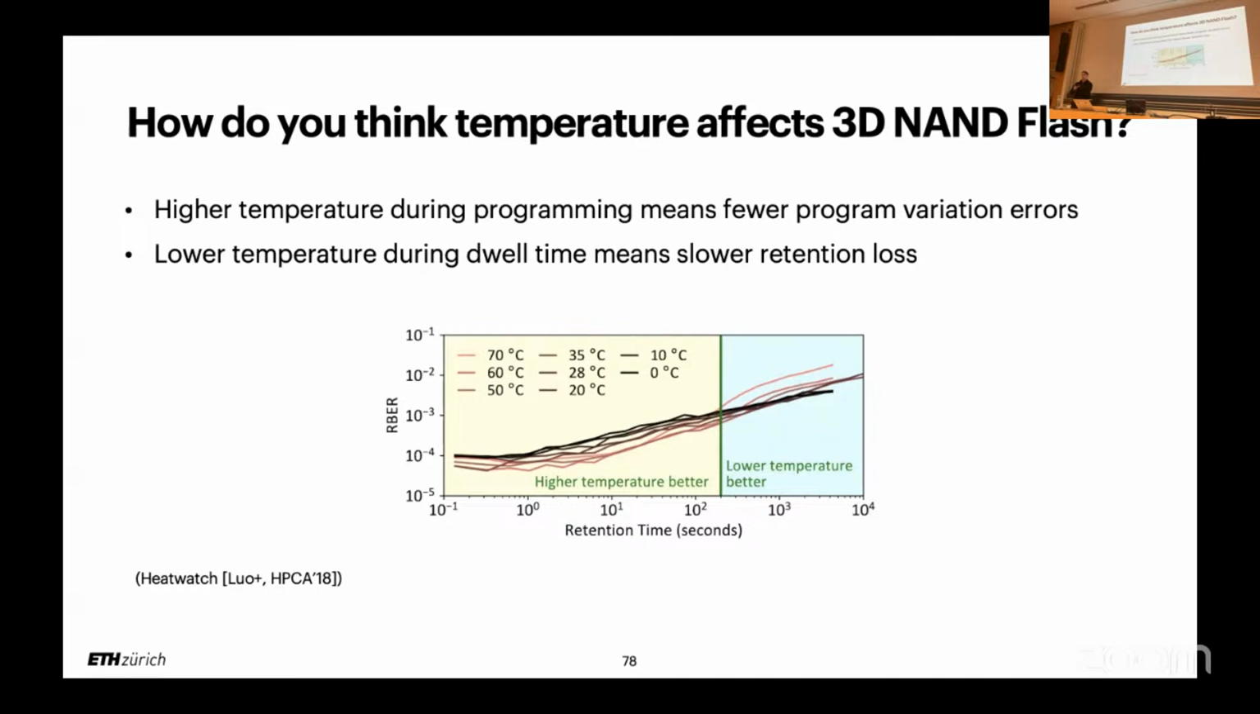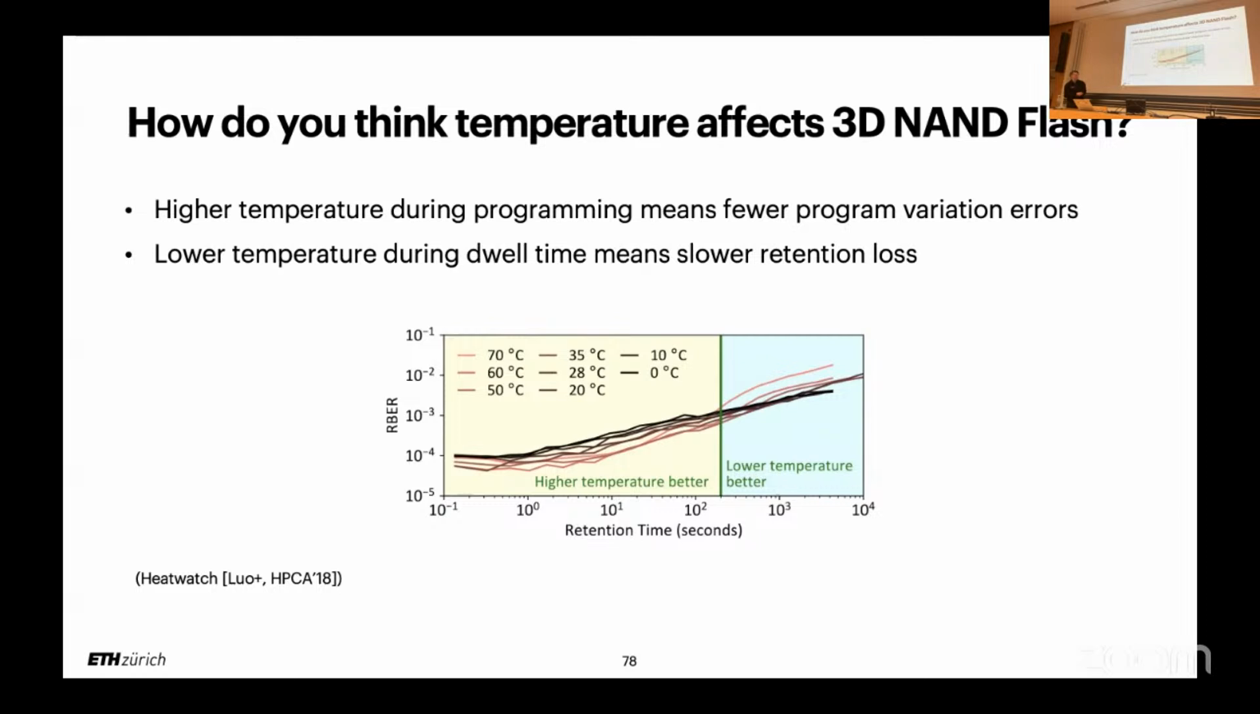But problems can happen when we read the LSB and we read it wrong. This is what we call program variation errors. And if we increase temperature, then we have fewer such errors. Another thing is that lower temperature can increase the benefits of longer dwell time.